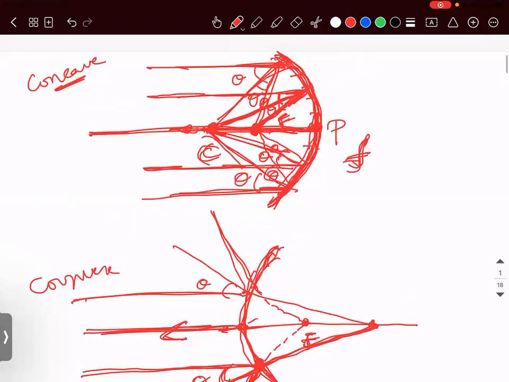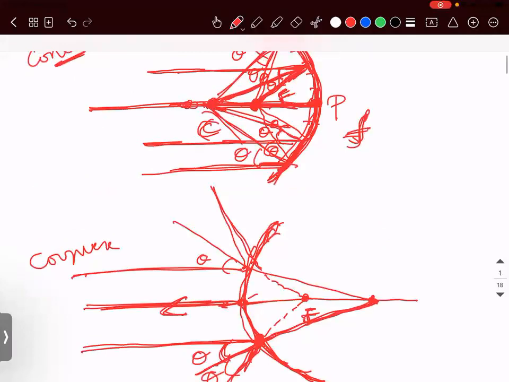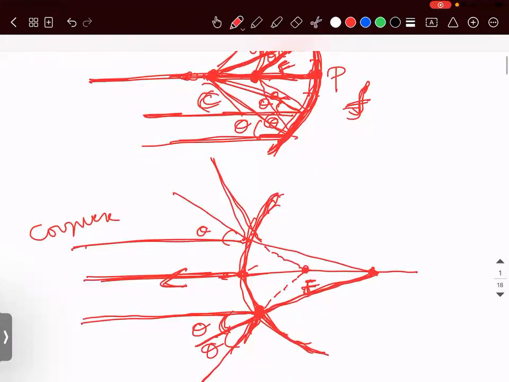So did you understand the formation of this ray diagram of the concave and convex? Any doubt? Princy? So these are all with respect to that. These diagrams are all based on that reflection.